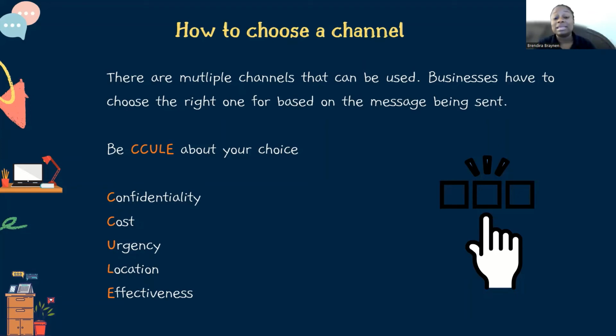Confidential just means that, hey, is it a secret? Is it private? If it's private, then not everybody should know.